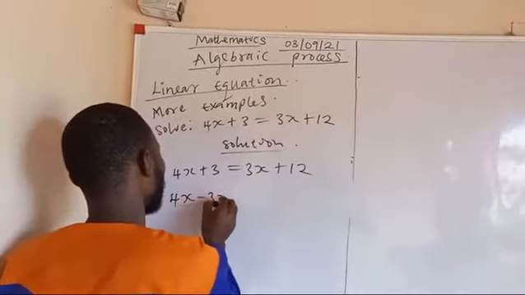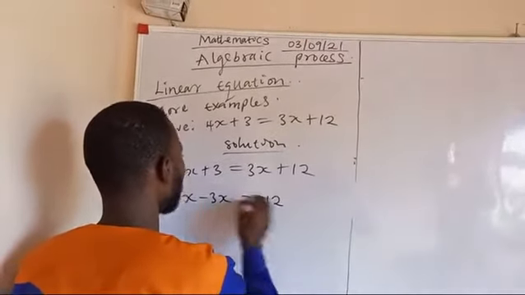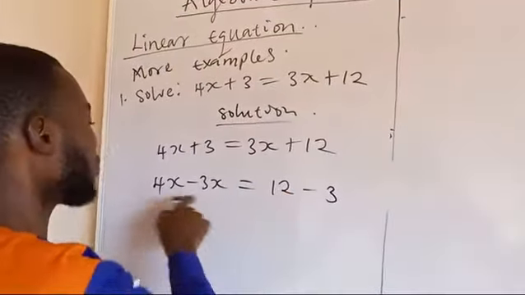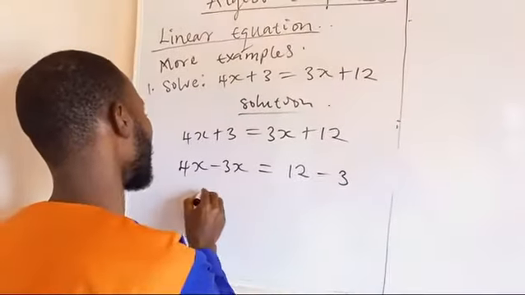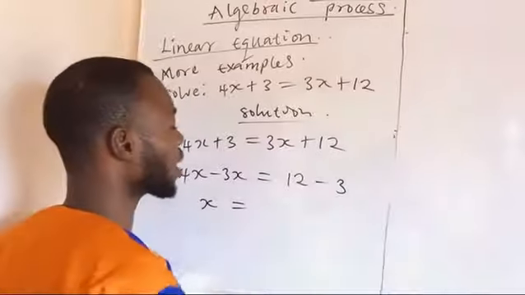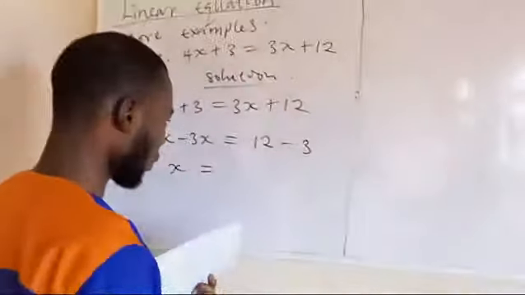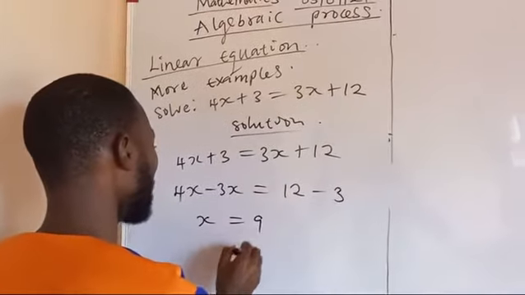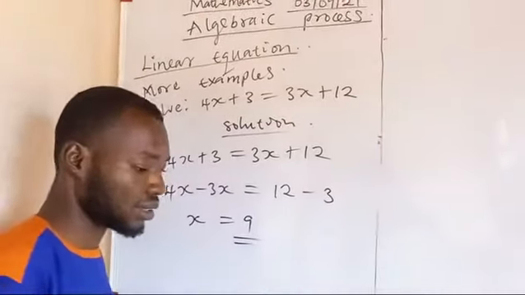We now have 4x minus 3x is now equals to 12. 3 will also cross, which will give us minus 3. 4x minus 3x will give us x is equals to 12 minus 3, which will give us 9. That means x is 9.